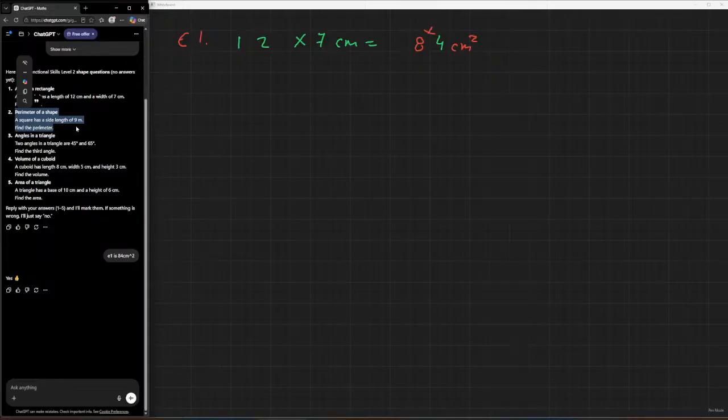A square has a side length of 9 meters. Find the perimeter. Question 2.